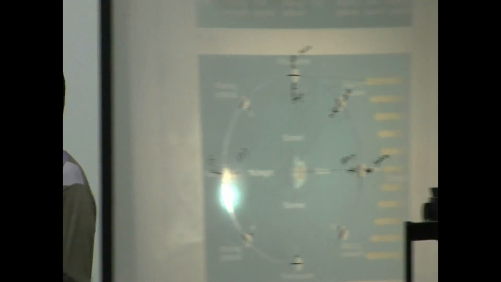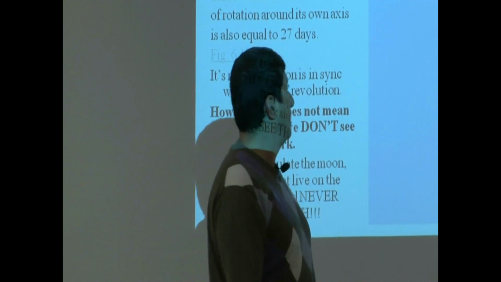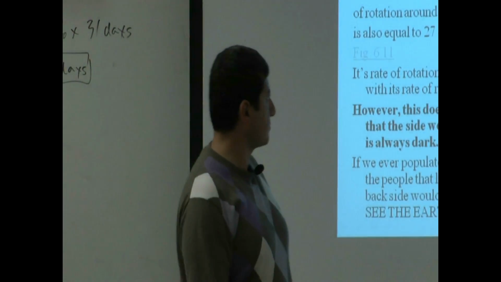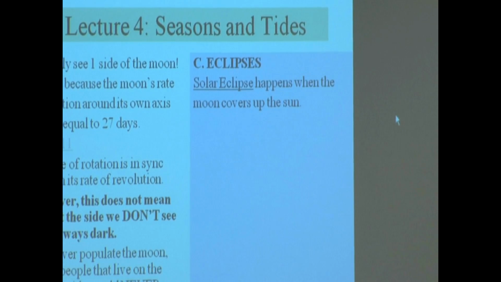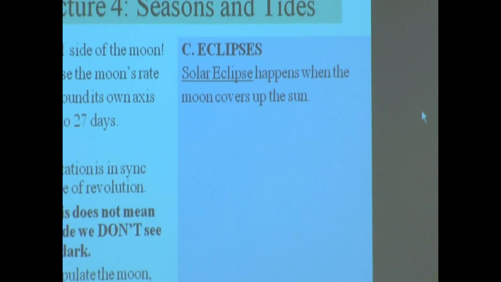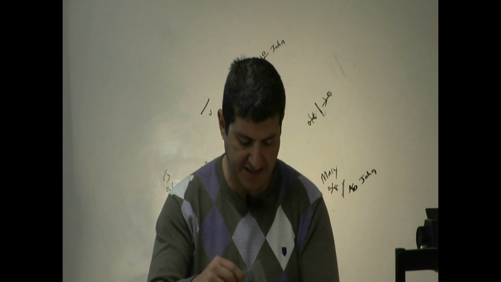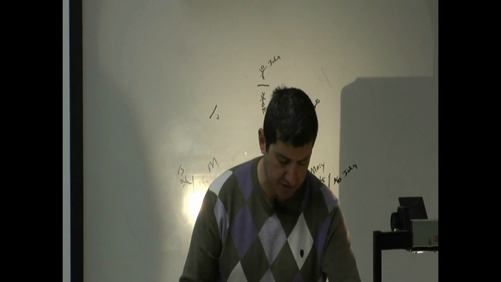Okay, now we get to an interesting topic called eclipses. Very related to the phases of the moon. So let's see when eclipses happen, why do they happen, how long do they last, what's the difference between solar eclipses and lunar eclipses.